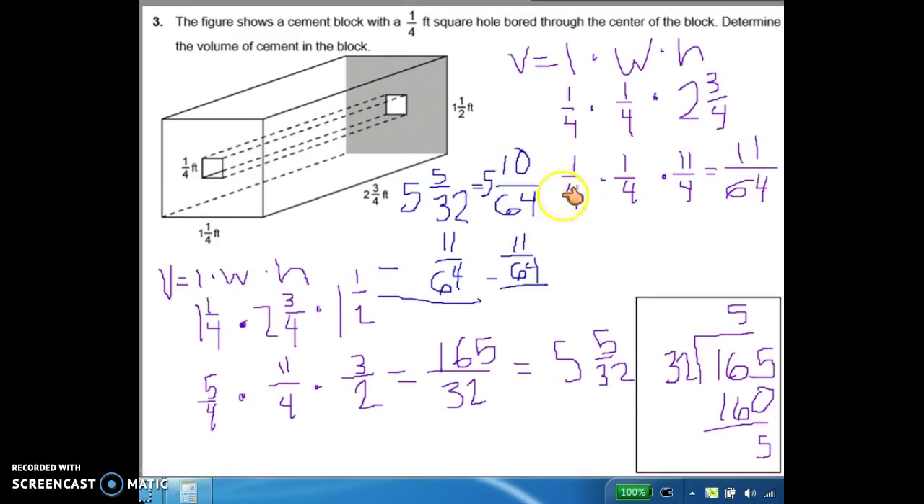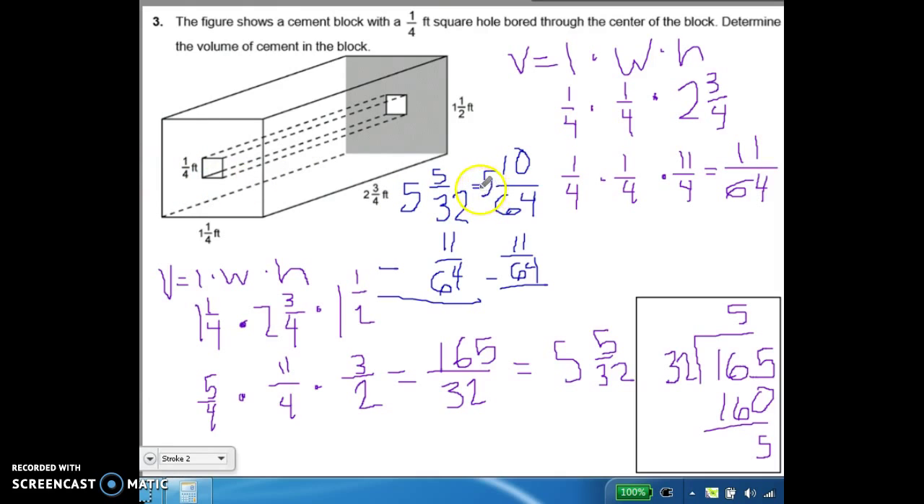Okay, if you change this into 64ths by doubling the denominator and then doubling the numerator, you would have got 5 and 10/64 as the equivalent fraction. Now we're ready to take 11 away from 10. Whoa, wait, we can't do that. What do we need to do?